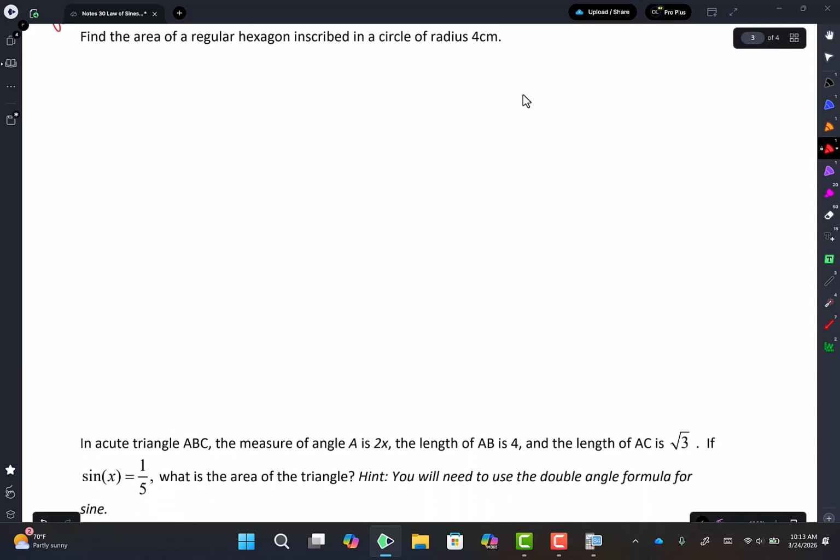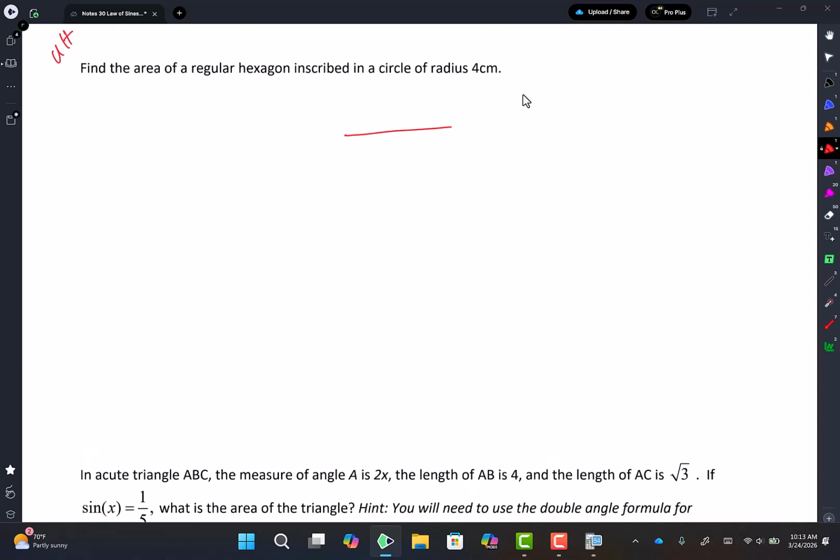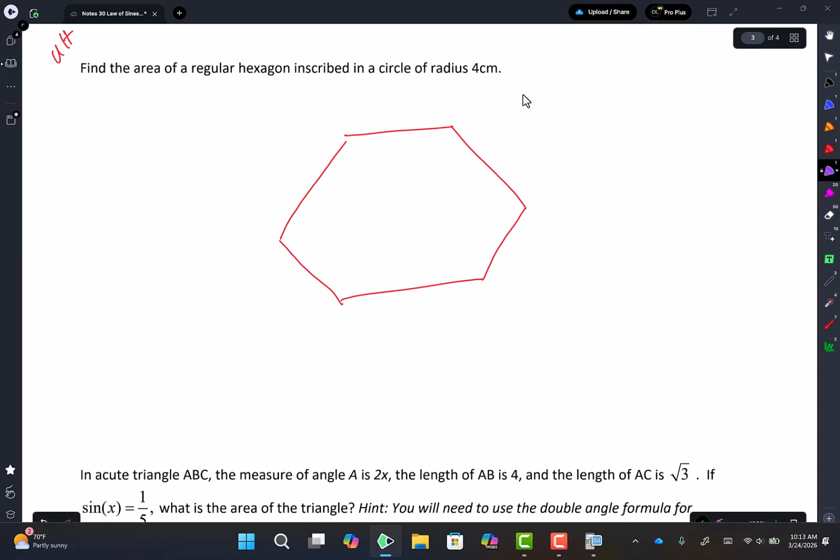Guys, draw a hexagon. Do you know how a hexagon looks? How many sides? 6 sides, for a regular hexagon. And then draw a triangle, or I guess connect every vertex like that. See?